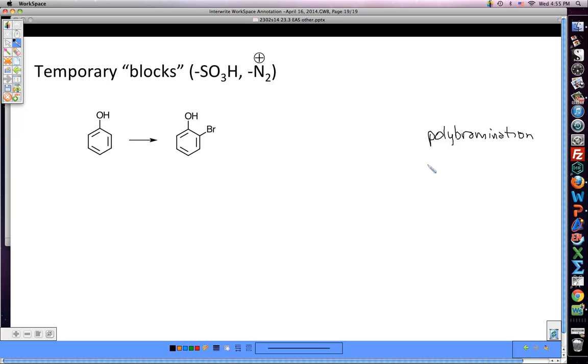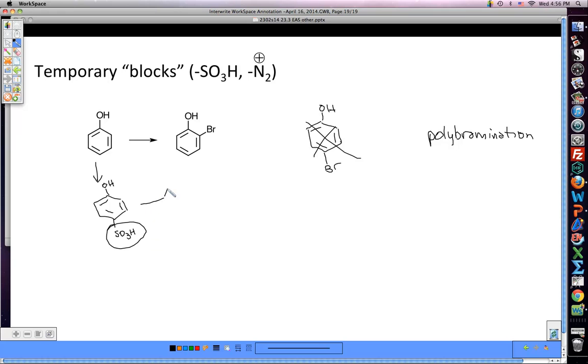But we licked that by using acidic conditions. But let's say we know we're going to get a fair amount of the para-bromophenol. And you know what? I don't want any of the para-bromophenol. I only want the ortho-bromophenol. So you can trick the system by blocking the para position with a temporary group, because we know we can take the sulfonyl group back off the aromatic ring later.